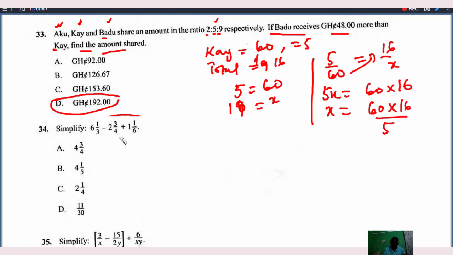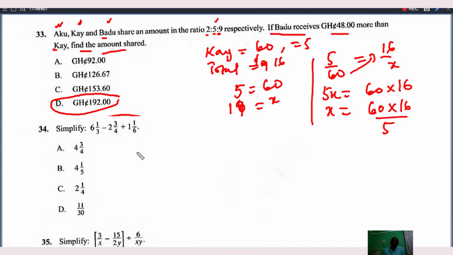2 whole number 3 over 4 plus 1 whole number 1 over 6. 1 whole number 1 over 6. So voila, the answer is there. It gave us 2 over 3. So it means that we are not getting the answer in. So let's solve this.